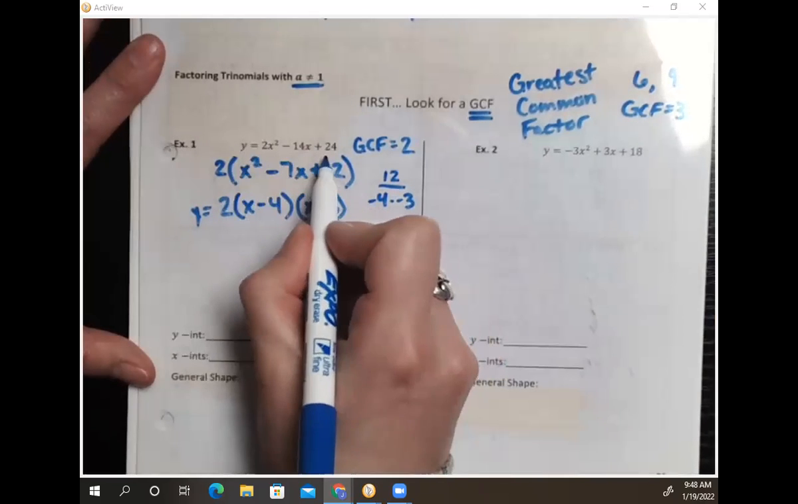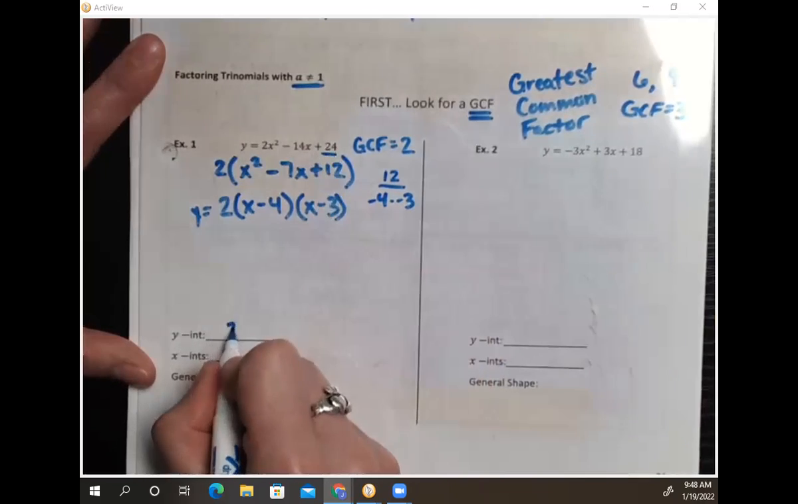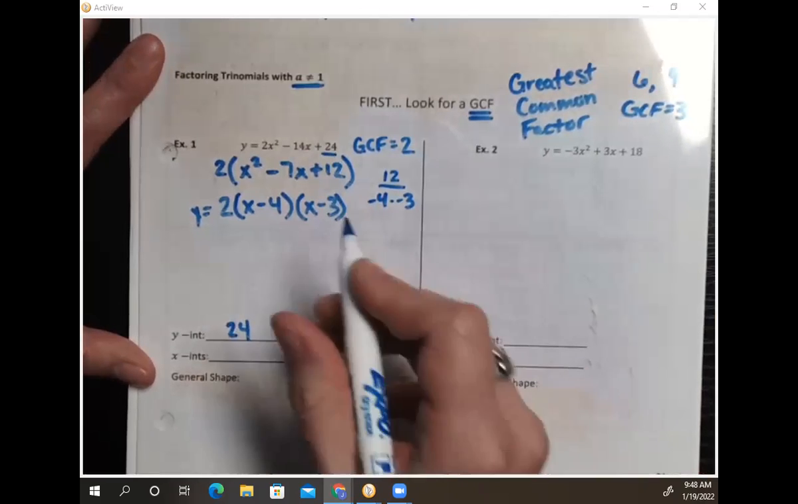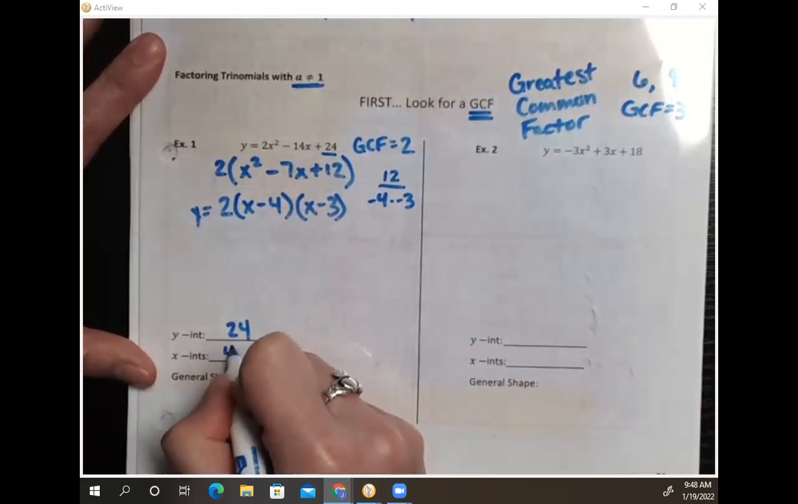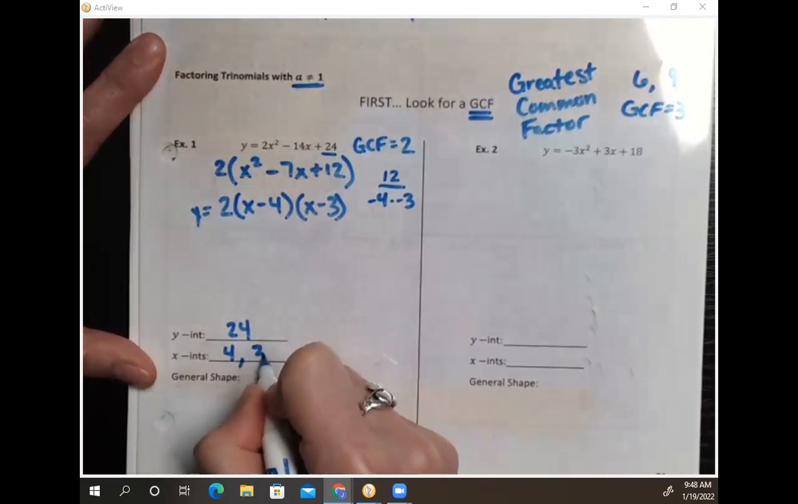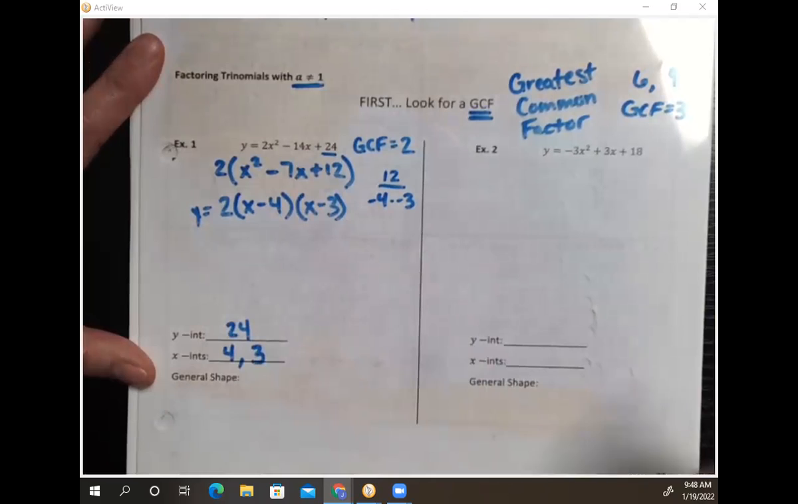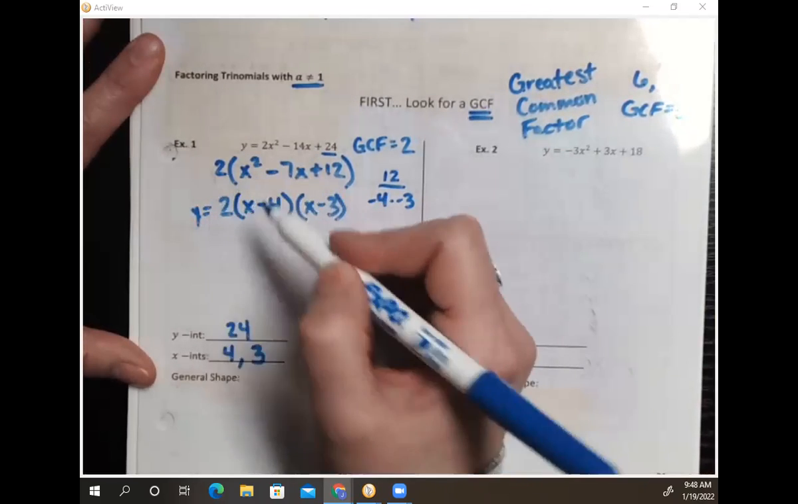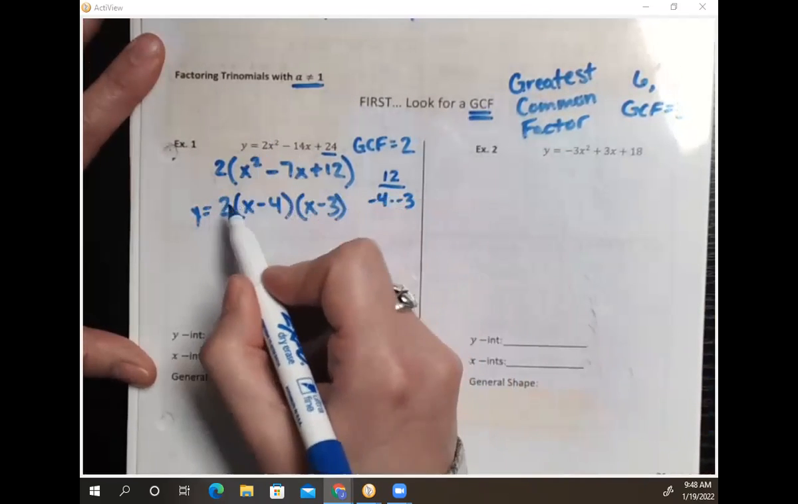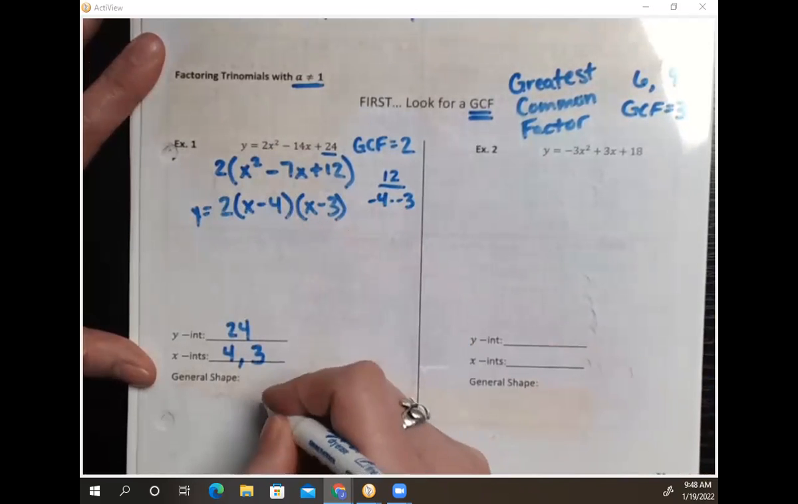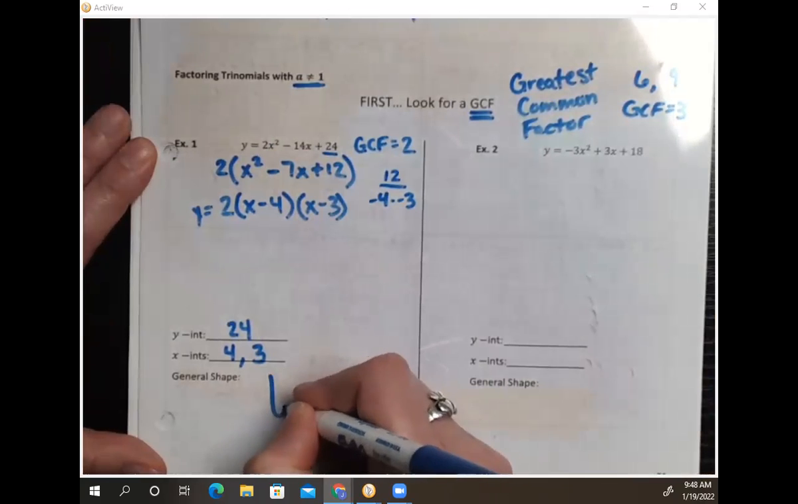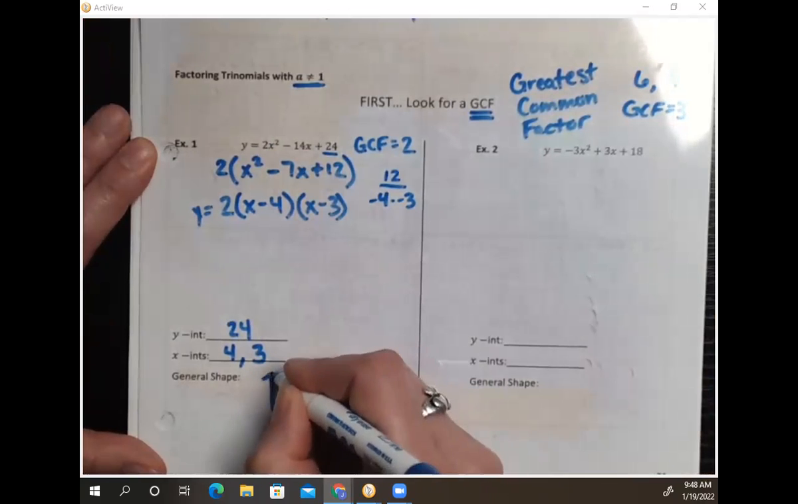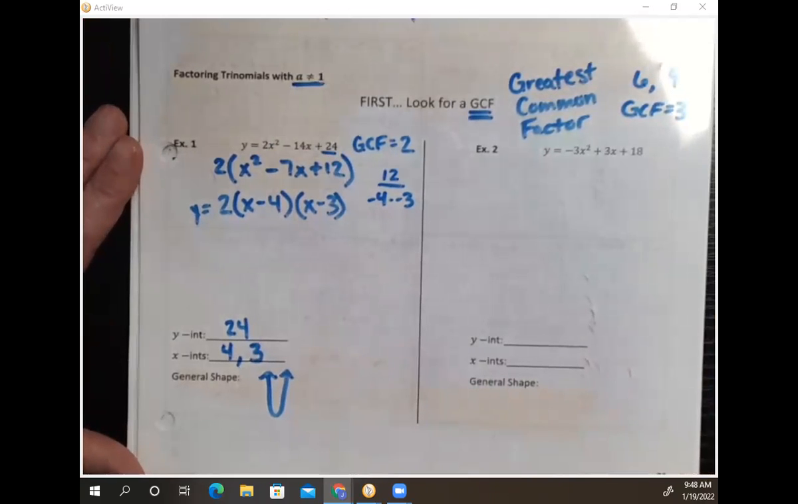Since we started with standard form, we know our y-intercept is 24. And now that we've got factored form, we can see our x-intercepts would be 4 and 3. And then because we can see that A value, both in standard form and in our factored form, we know that we're going to be stretched by 2. So we're going to be kind of narrow. And since that 2 is positive, we're going to open up just like that warm-up problem.